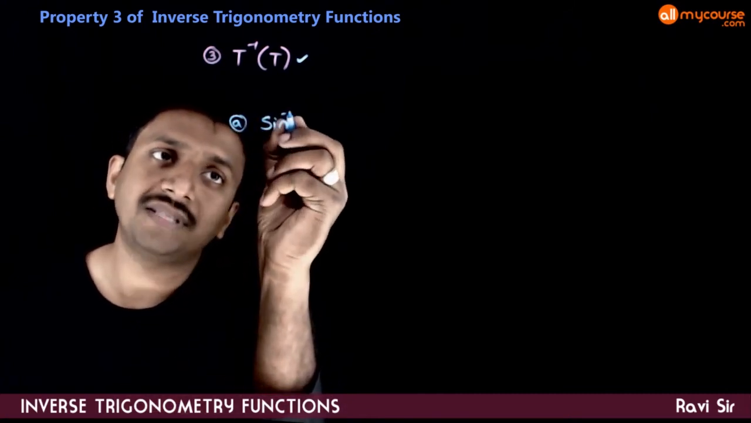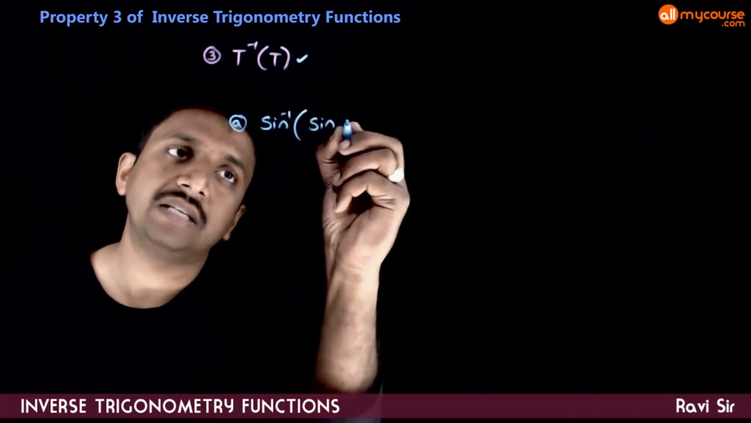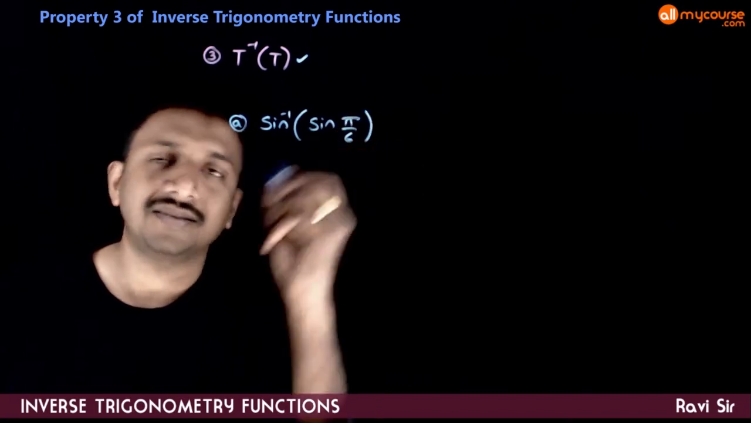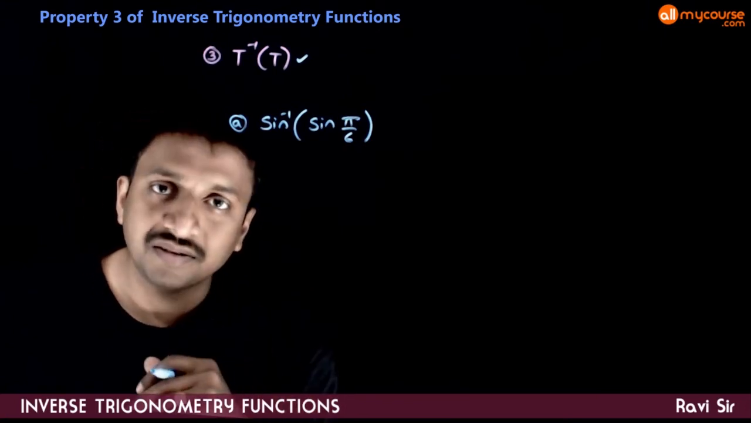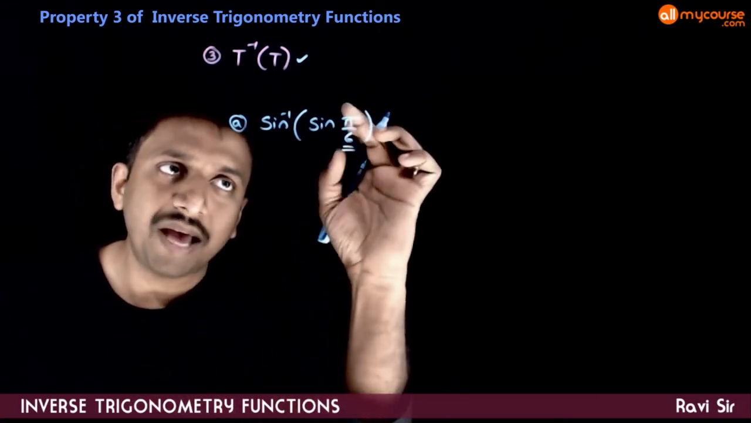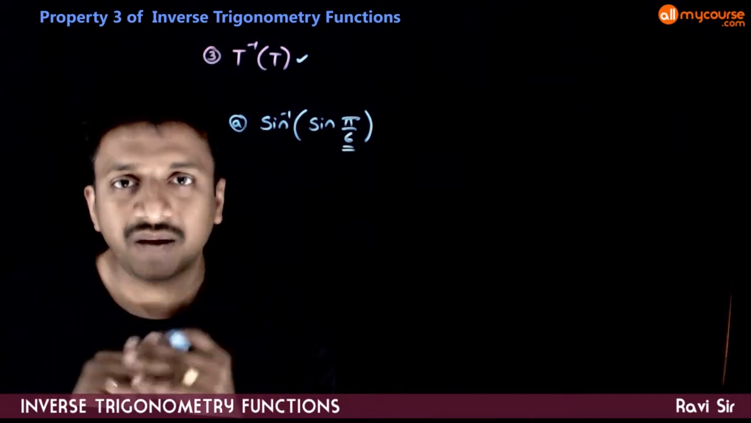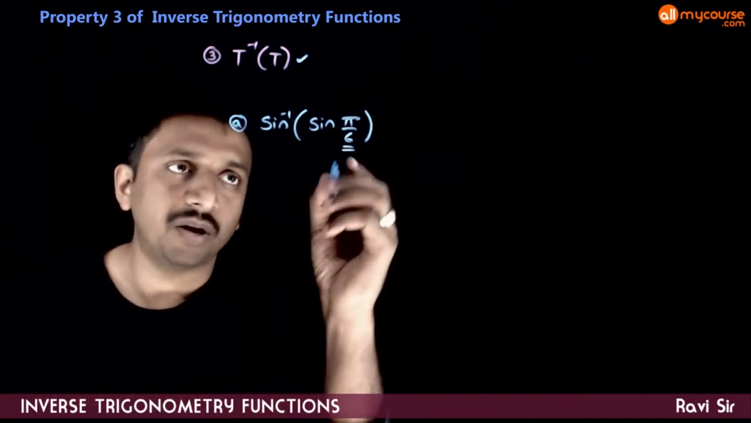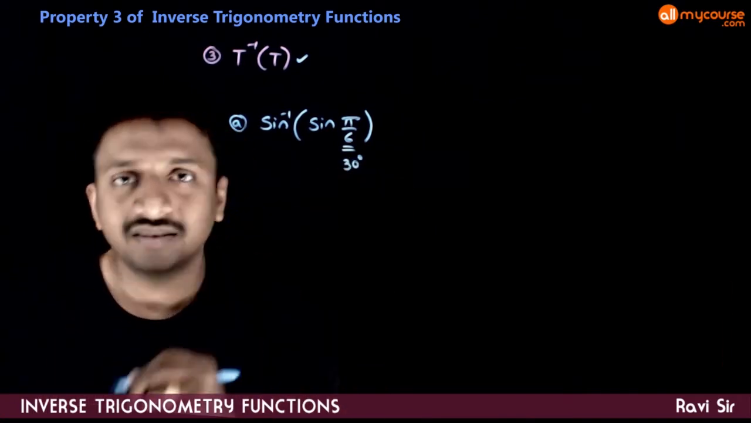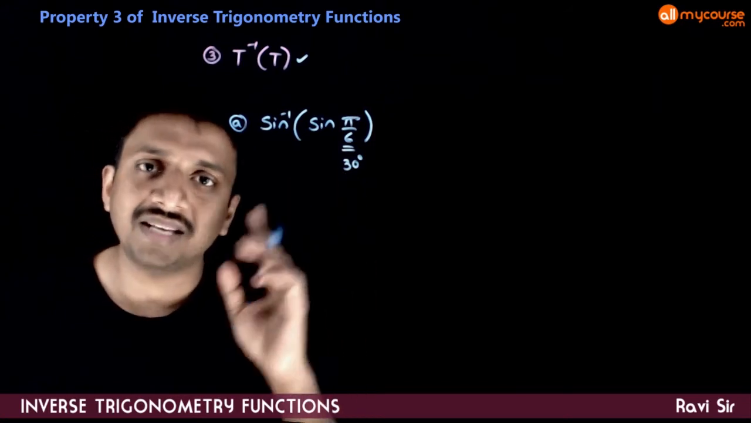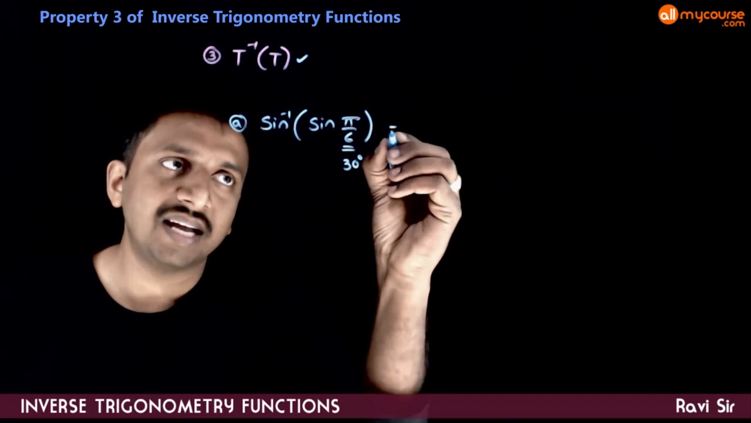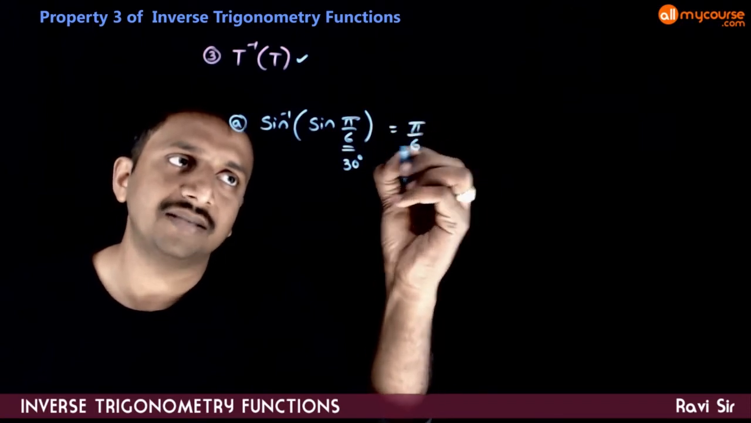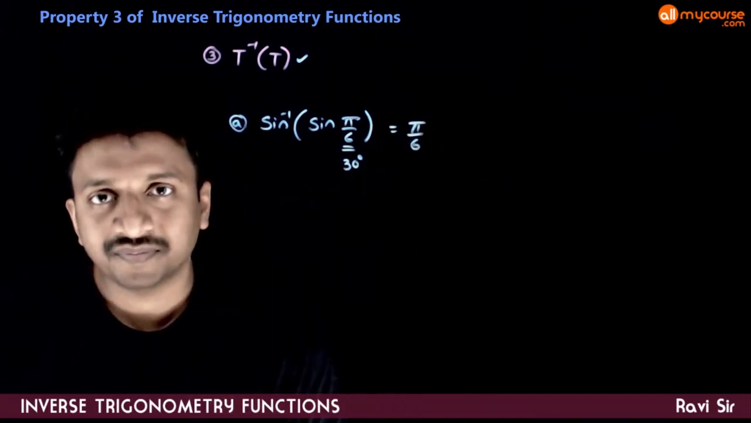If you have sine inverse of sine pi by 6, this pi by 6 lies between minus pi by 2 and plus pi by 2, because pi by 6 is 30 degrees, and 30 degrees lies between minus 90 and plus 90. Hence, sine inverse and sine get cancelled. So you get the answer as pi by 6.